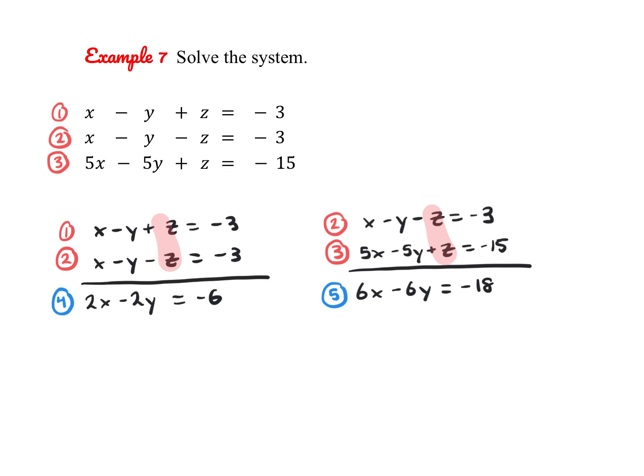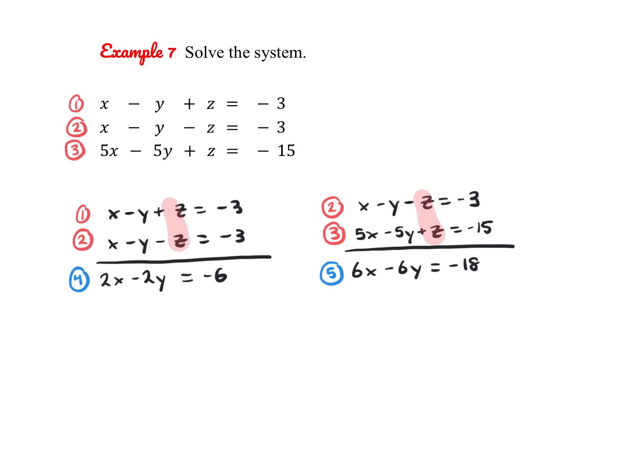So now we have two equations with two variables. One thing you might notice is that both of these equations can be reduced down. We could divide both sides by 2 here. We could divide both sides by 6. So if you notice that and you'd like to do that, you can. Or we can continue on. Let's say we don't notice that.